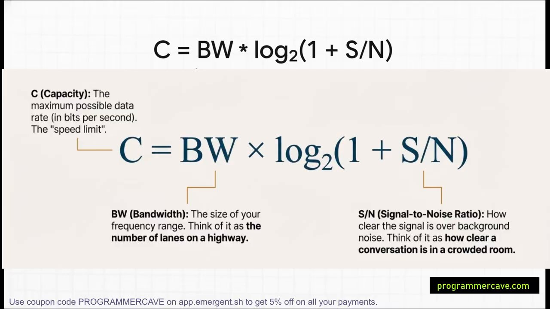And finally, you have SN, which is the signal-to-noise ratio. And hey, that should ring a bell. That is the cocktail party problem, turned into math. It's simply a measure of how loud your signal is compared to all the background noise.